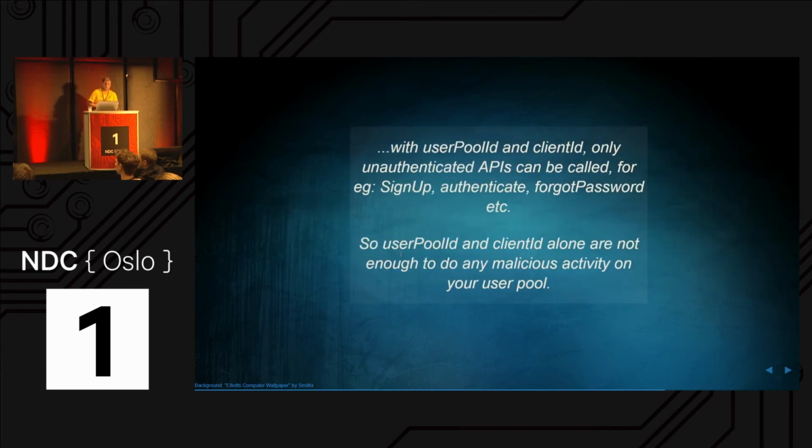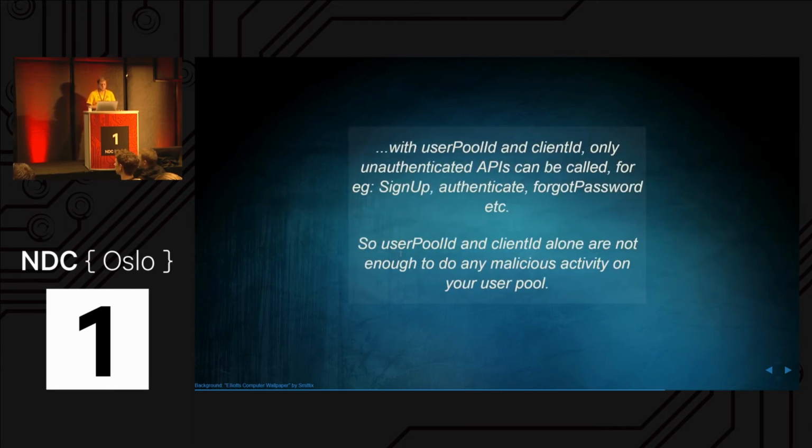But searching again on the AWS forums reveals someone from Amazon saying that these two IDs can only be used to call unauthenticated APIs. So signing up, authenticating, forgot password. So there's no malicious activity that they can do with just these two IDs. That implies there is malicious activity they could do with those IDs and something else, and I don't know what the something else is.